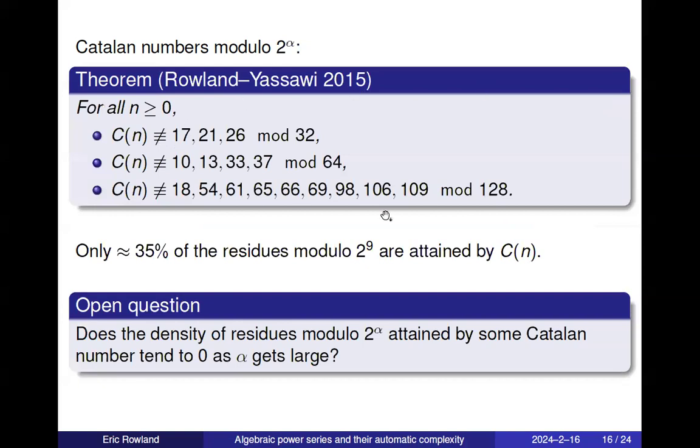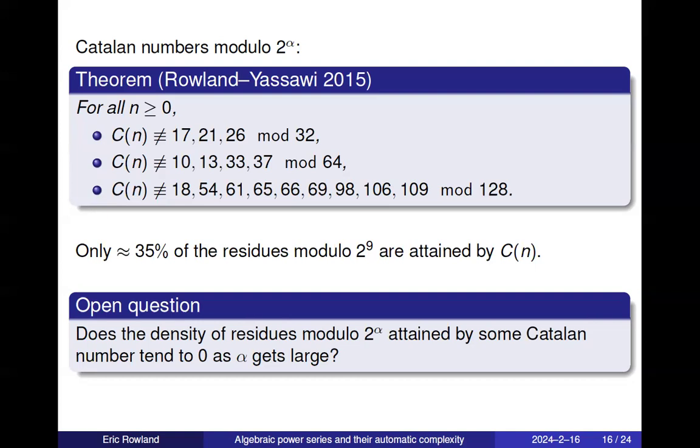And here are several other forbidden residues that we found. At some point, you have to ask yourself, is it interesting that no Catalan number is congruent to 106 modulo 128? Probably not, right? That's probably just a coincidence. But maybe a better question is, as you keep raising the power of 2, what density of residues is attained by the Catalan numbers? Modulo 2 to the 9th, only about 35% of the residues are actually attained by the Catalan numbers. And we don't know whether this tends to 0 or whether it tends to some positive number. So this is an open question.